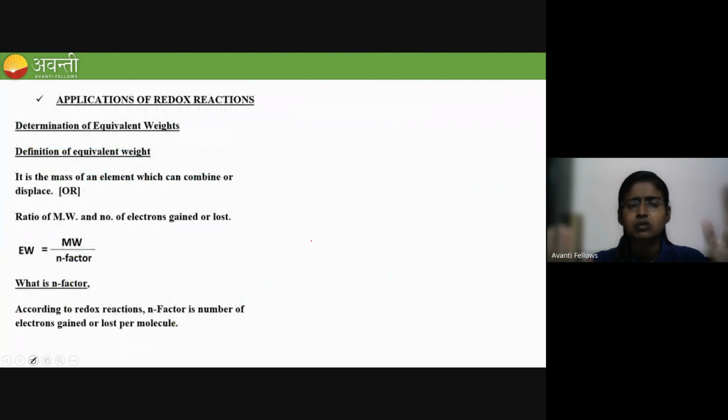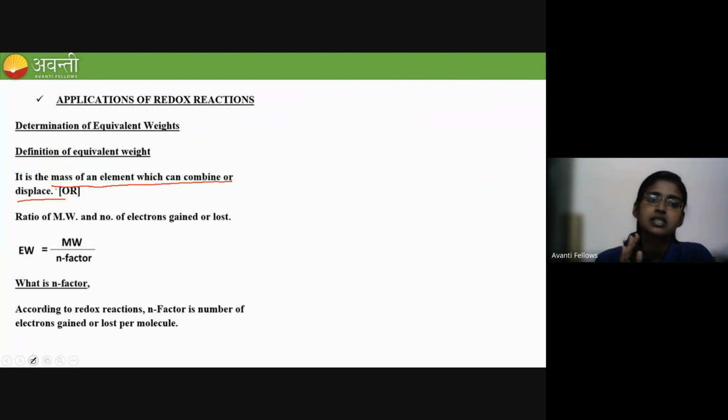Now, what are the applications? What we are going to do with this redox? First of all, we can find out or determine the equivalent weight using the redox reaction. What is meant by equivalent weight? The mass of an element which can combine or displace is called as equivalent weight of the element. The ratio of molecular weight and number of electrons gained or lost will give the equivalent weight.